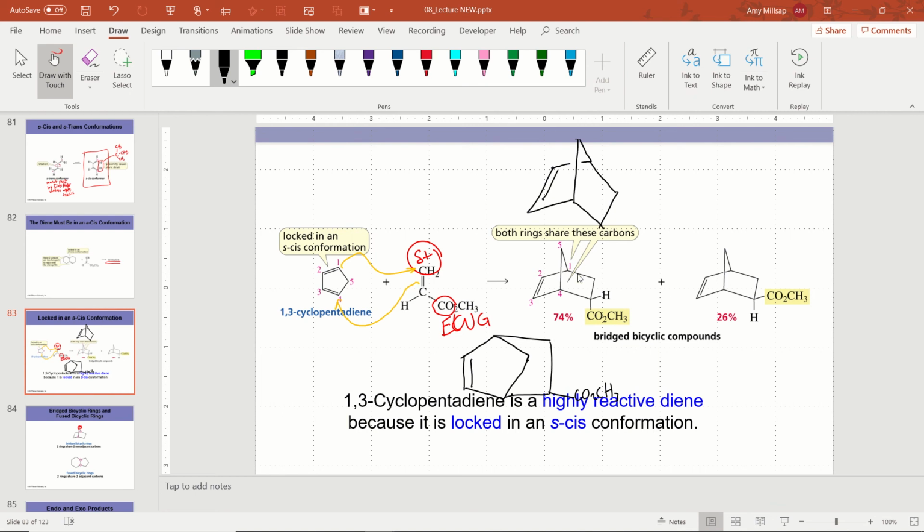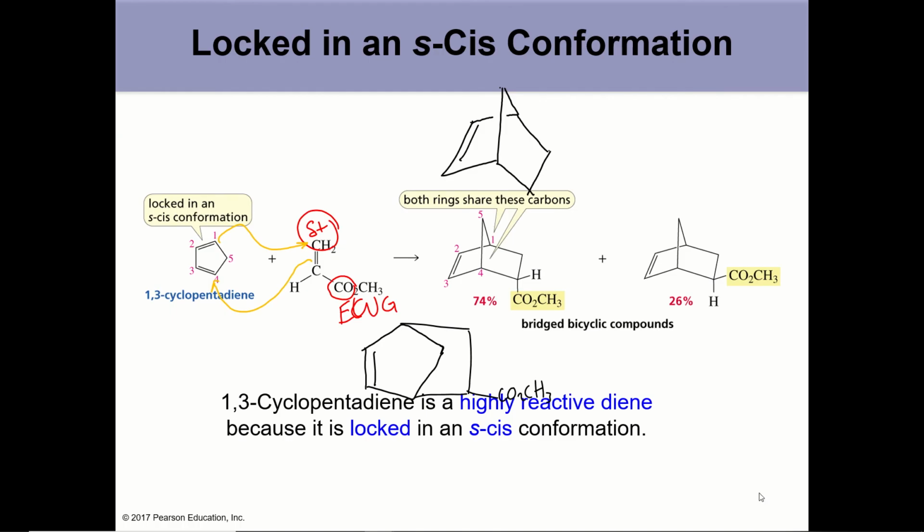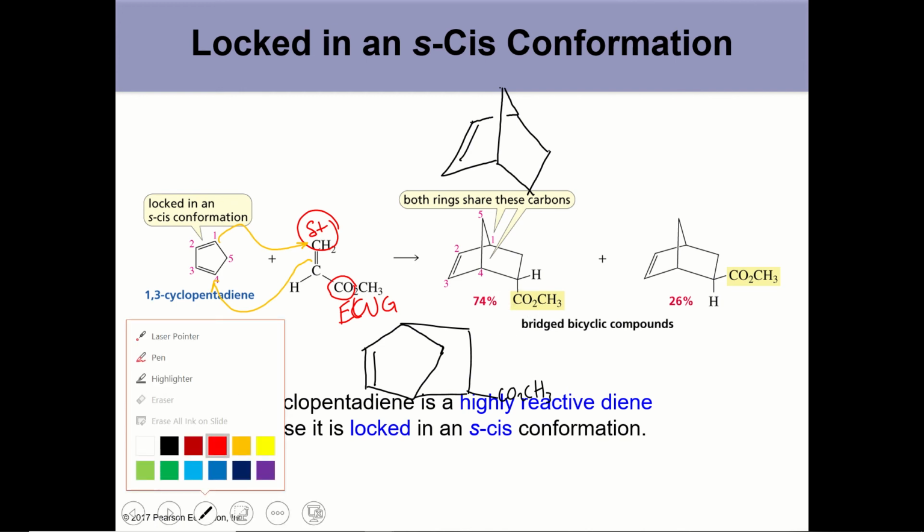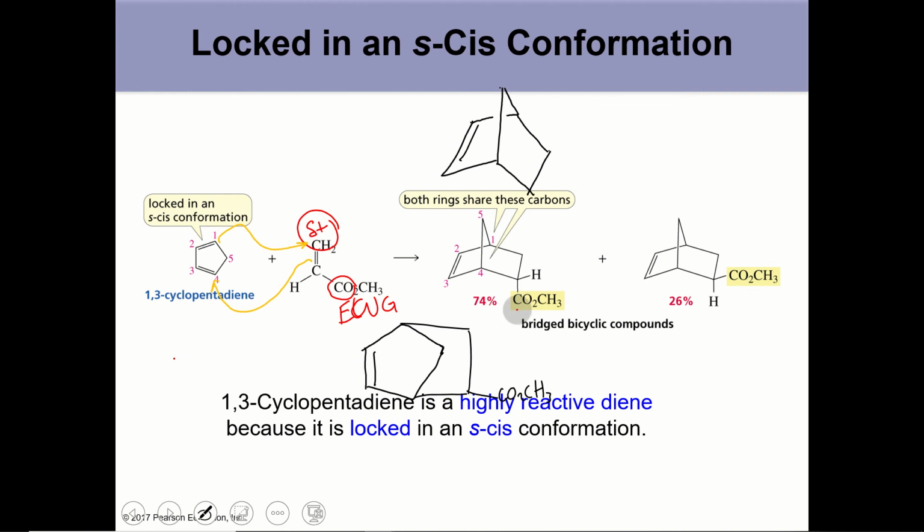Note that we have formed two products. These are called bridged bicyclic compounds. One of them is formed in 74% yield and the other in 26% yield. So the position of the electron withdrawing group is what we call endo, or down. So when it's on this bottom bond, it's called endo, and if this hydrogen is on the exo position.